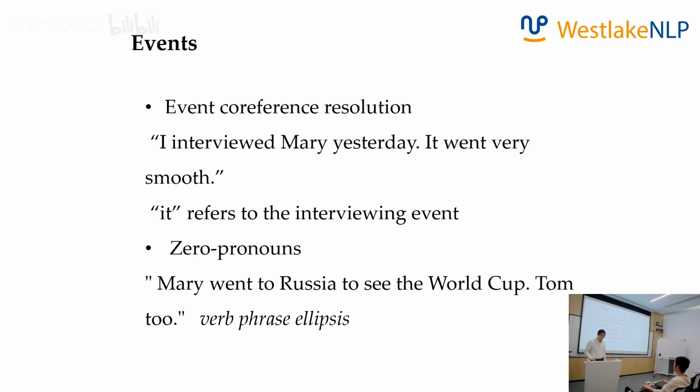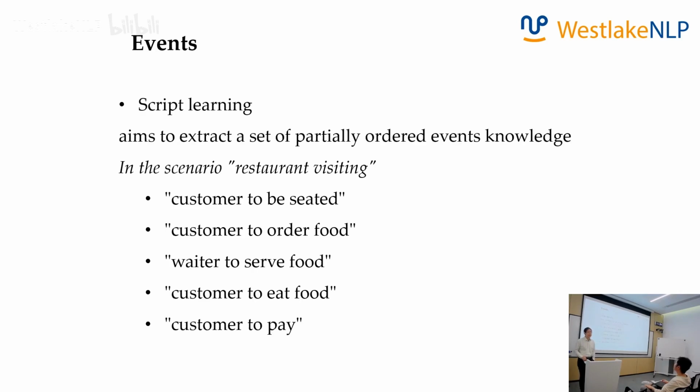Okay, final task concerning events. There is something called script learning. This is a structural information extraction about events. So for example, if you visit a restaurant, it's one event, right? But it contains a lot of sub-events that are partially temporally ordered. You should enter the restaurant, you should maybe sit down, you should order food, you should eat food, right? And then you should pay your bill. You should leave the restaurant, okay? There are a lot of sub-events. They are temporally, partially correlated.